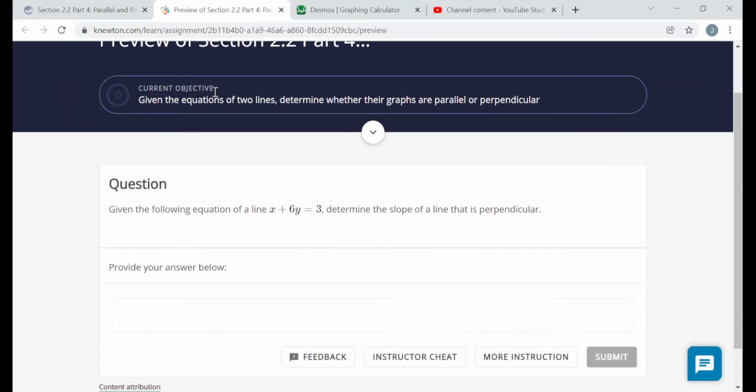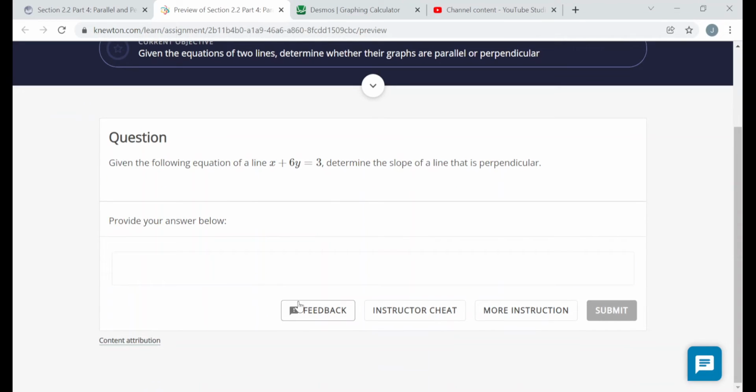Beneath the current objective is a question related to that objective. And at the bottom of every question, there should be a feedback button where you can send feedback to Knewton about issues you're having with the questions or typos or something. You will not see this instructor cheat button, right? This is only for instructors.